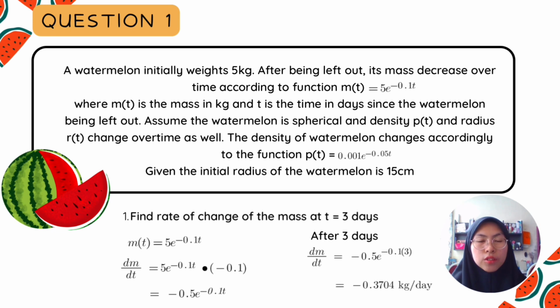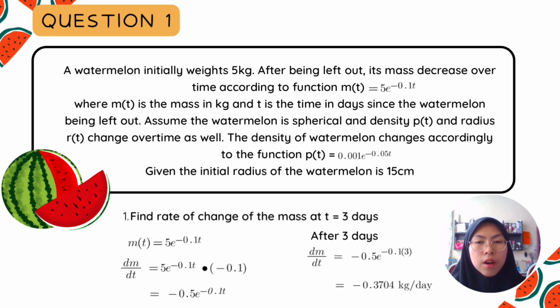Assalamualaikum everyone. Today I want to explain my part in this group assessment. My part is question number 1. In this question there is a statement given. A watermelon initially weighs 5 kg. After being left out, it decreases over time according to the function m(t) = 5e^(-0.1t), where m(t) is the mass in kilograms and t is the time in days.